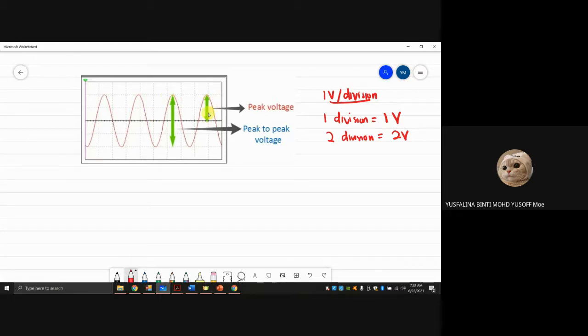You have to know what 1 division is equal to. So let's say I change to 2 volt per division. If it is 2 volt per division, it means 1 division is equal to 2 volt. So for this one, how much is the peak voltage here?